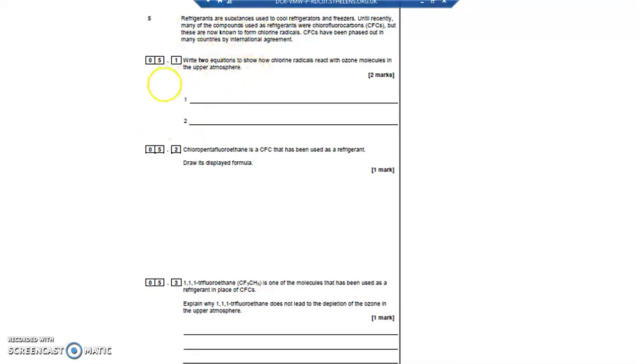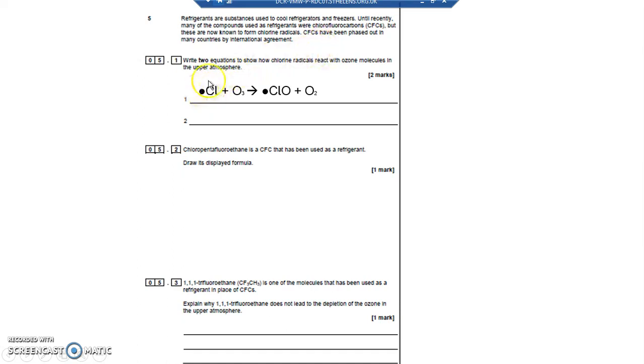So this question's about chlorine radicals, free radical substitution. Write two equations to show how chlorine radicals react with the ozone molecules in the upper atmosphere. So the first equation is that Cl dot, which must have been made already, probably by Cl2 chlorine in the presence of ultraviolet light in the initiation step, making two Cl dots, and then this is a propagation step.